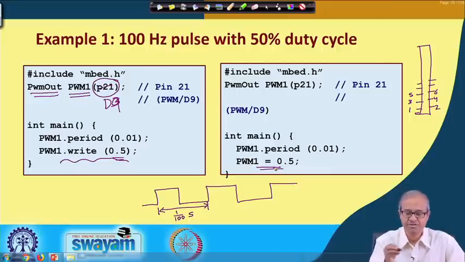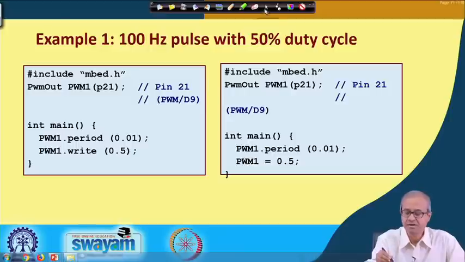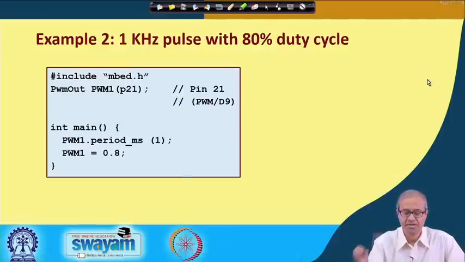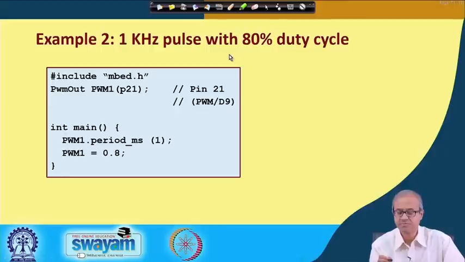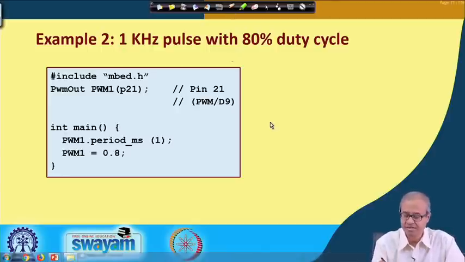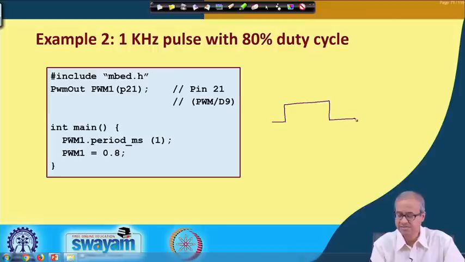Okay. So, this is how you can generate a PWM waveform. Just another example, this is a 1 kilohertz pulse with 80% duty cycle. So, here the waveform will look something like this.